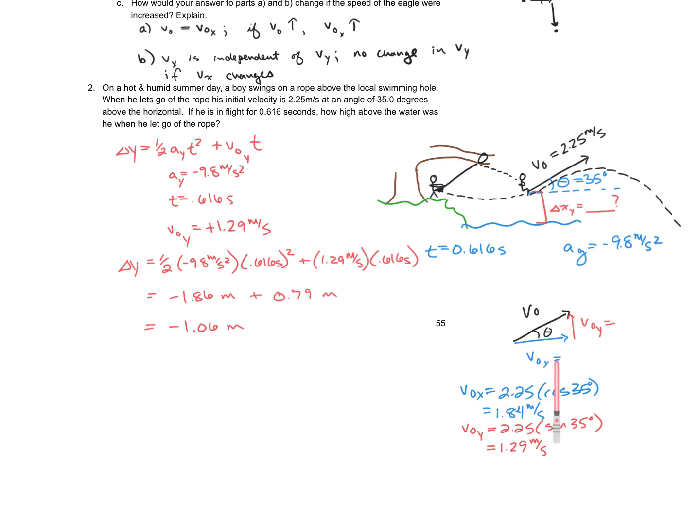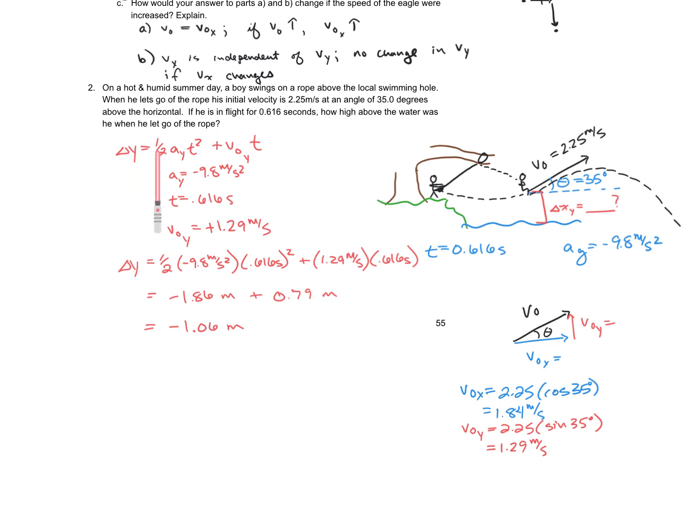So the horizontal component is 1.84 meters per second, and the vertical component is 1.29. Remember, you can check to make sure this works if you want to use the Pythagorean theorem in reverse. I did already, so it's good to go. So we can look at each dimension, and since we're talking about the movement in the y direction, this is displacement in the y direction, and this is just the displacement of the y. So those two things mean the same thing.